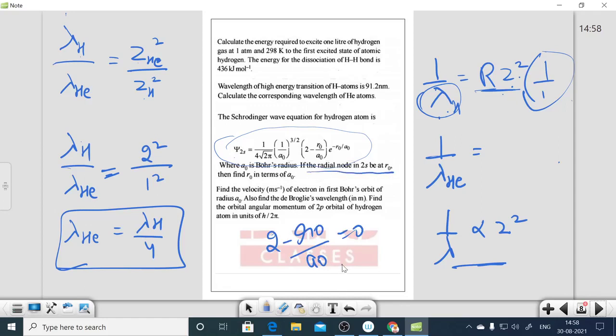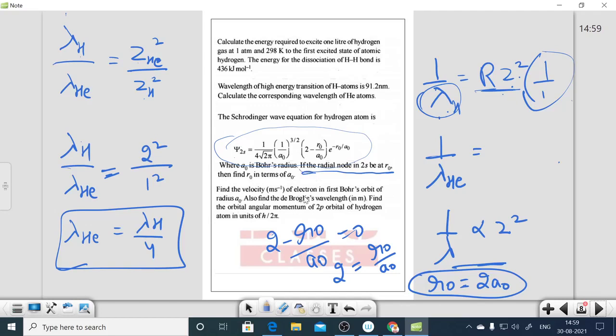So it's very easy. 2 is equal to r naught upon a naught. We have to find out r naught in terms of a naught. So r naught is equal to 2a naught. Very easy. The problem seems to be pretty difficult, but it is quite easy, because as we all know, at a radial node the probability of finding an electron will be 0.